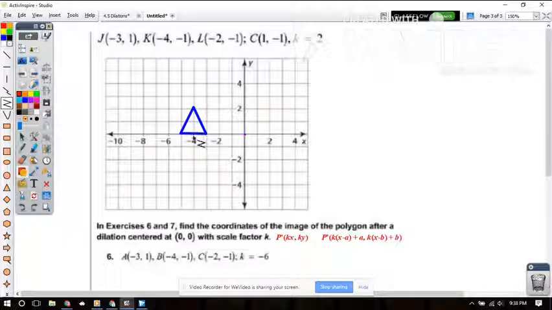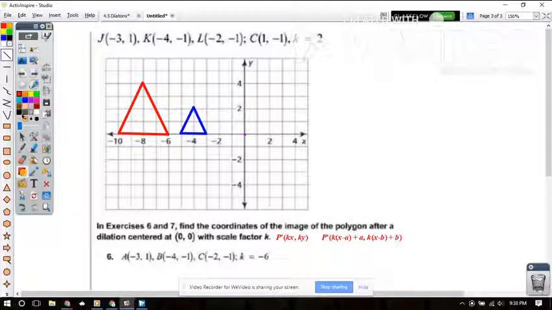So let's see, this was at -4, 2. Well, -4 times 2 is -8, and 2 times 2 is 4. So there's J prime. Then we have -5, 0. -5, 0 times 2 is -10, 0. And then we have this point here, which is at -3, 0. -3 times 2 is -6, 0. So there's that. And there it is.